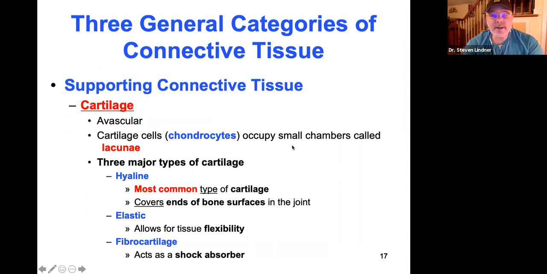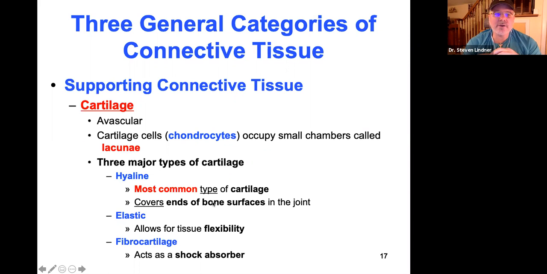Then you have supporting connective tissue. That's cartilage. Now, cartilage tends to be avascular. Whenever you put the letter A in front of a word, it means without. So vascular is blood vessels, avascular is without blood vessels. So cartilage is avascular. And cartilage, we have three primary types: hyaline cartilage, elastic cartilage, and fibrocartilage. Hyaline cartilage is the one that we are going to see quite a bit in anatomy and physiology.